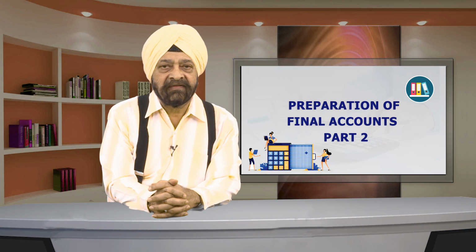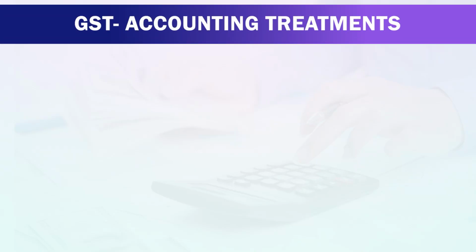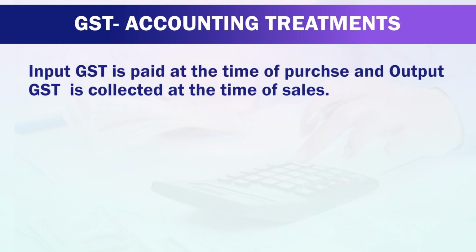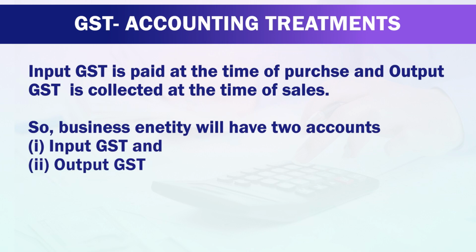Friends, after having information about GST, let us study its accounting treatment. Input GST is paid at the time of purchase and output GST is collected at the time of sales. So, a business entity will have two accounts, input GST and output GST.